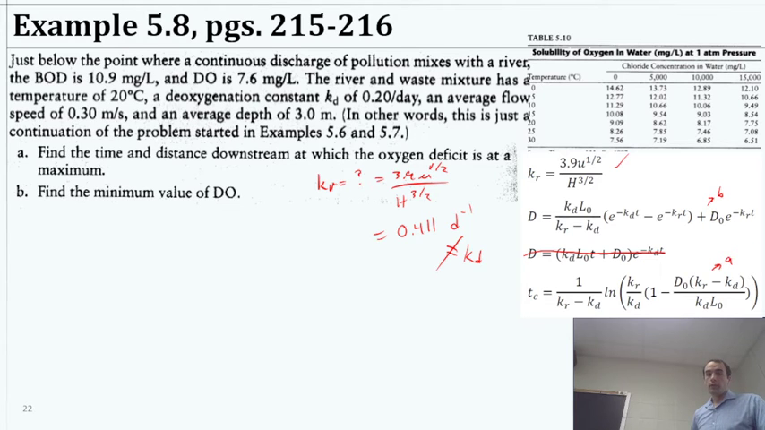Okay, so given that, the other information, like if we take a look at this, what we'll need: we need KR, we solved it. We needed KD, we're given it. We need the initial deficit, which we solved in the last problem.